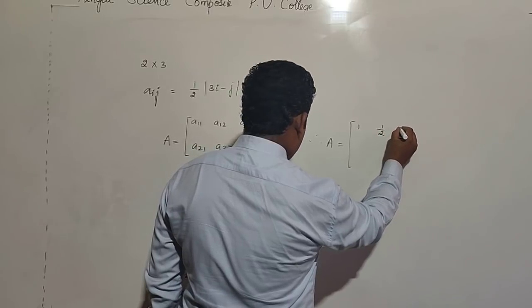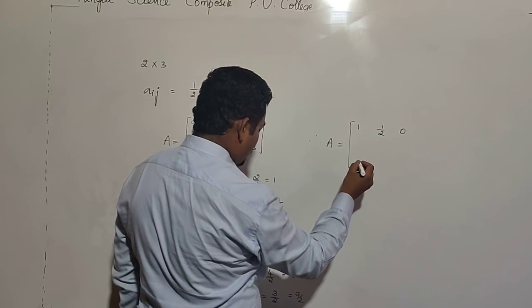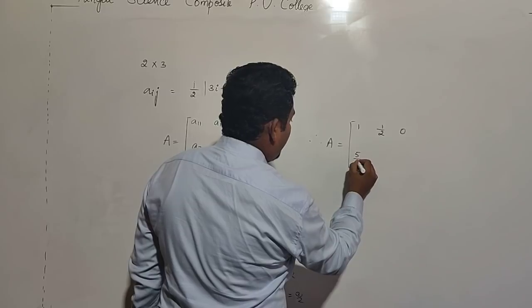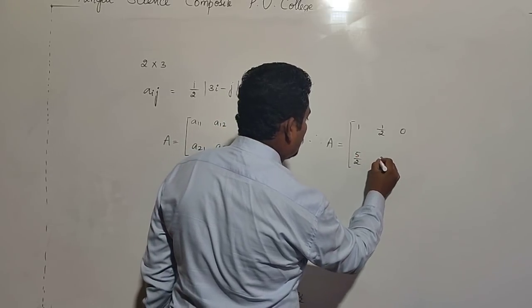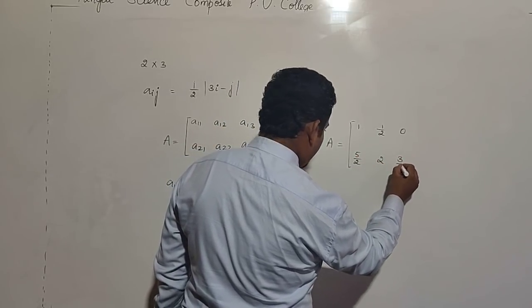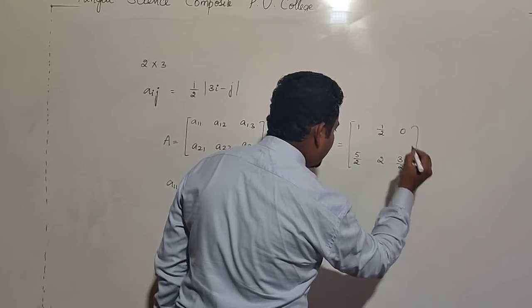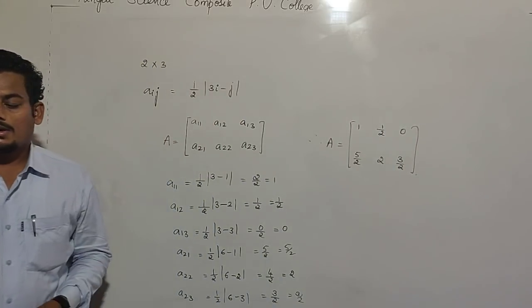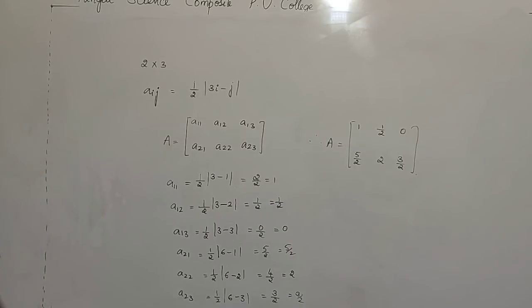1, 1 by 2, 0. Second row elements: 5 by 2, 2, 3 by 2. It is our required matrix. Next problem.